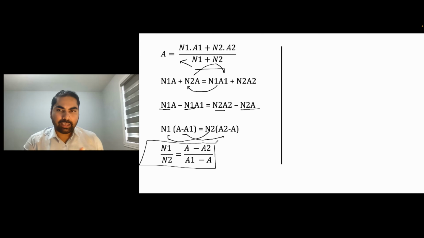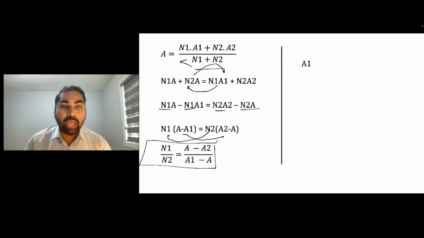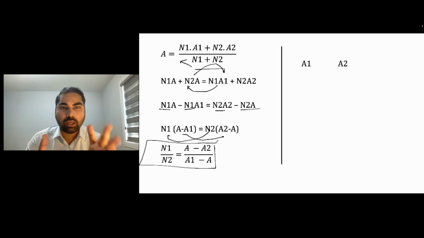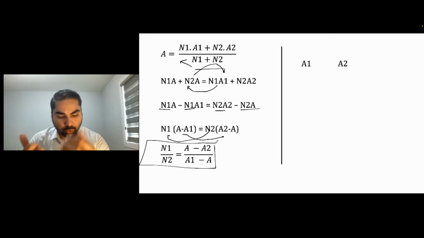So that's basically, if you have a group which has an average A1 and you have another group which has an average A2, think of A1 as your cows and A2 as your horses. Cows average is 20 pounds and horses average is 60 pounds, so those are the averages. And if you mix them together in some sort of proportion, like you have 20 cows and 60 horses, so that's a proportion, you end up getting an overall average A. That's the overall average of both the groups put together.